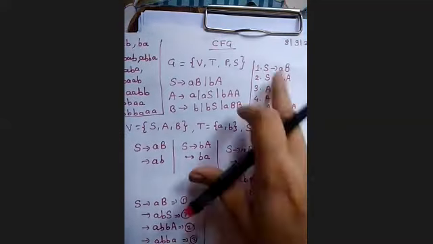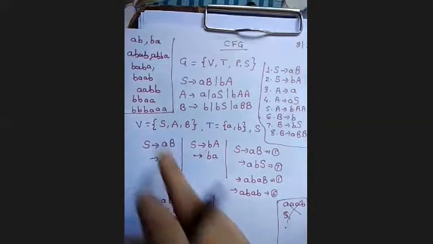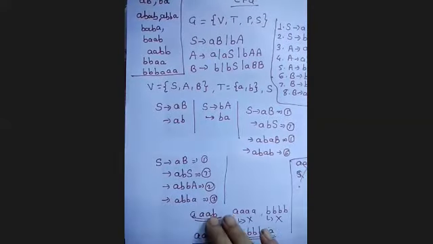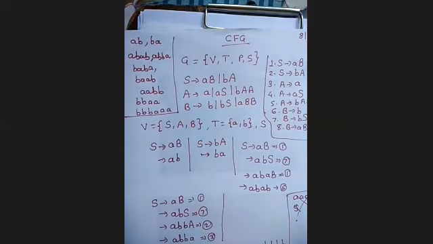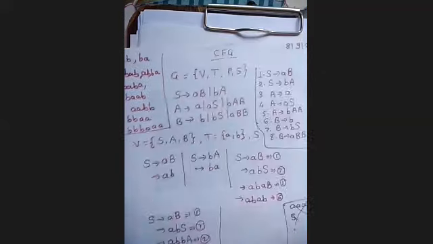So you can try a few other strings. You can draw the derivation tree. Leave some space and try to draw the derivation tree. Okay, so now you know how to draw the derivation tree and all that. Okay. So let us consider the next example.